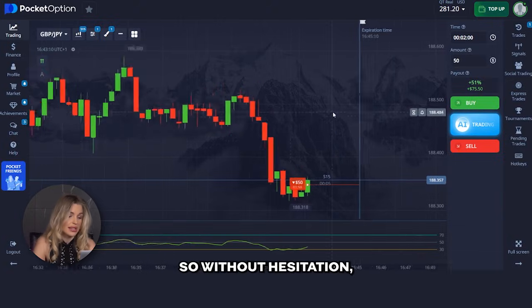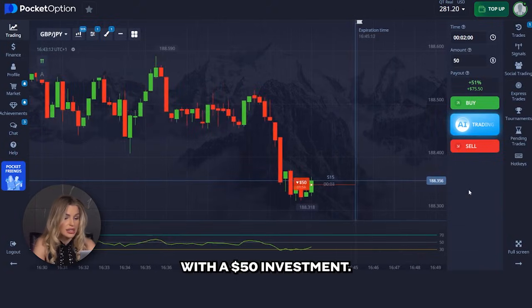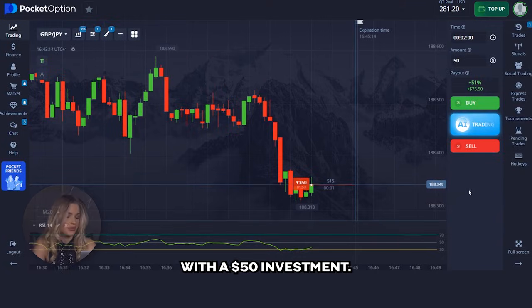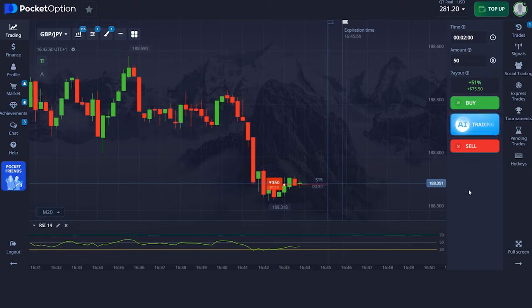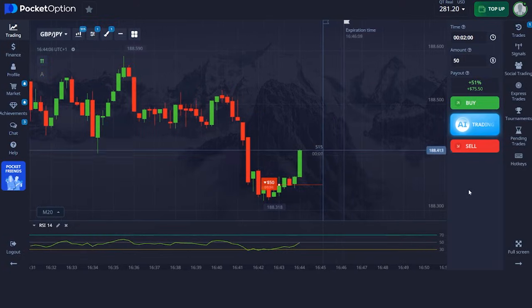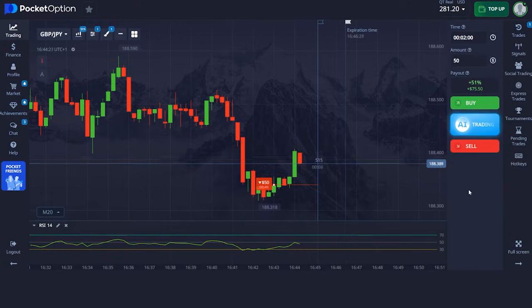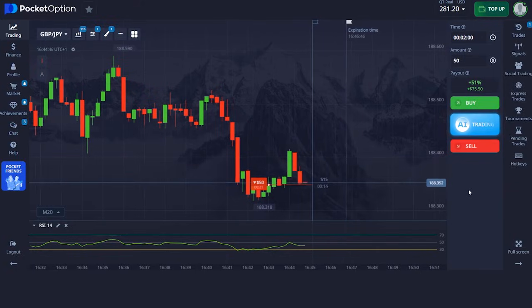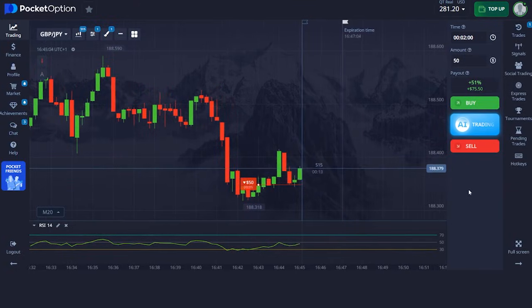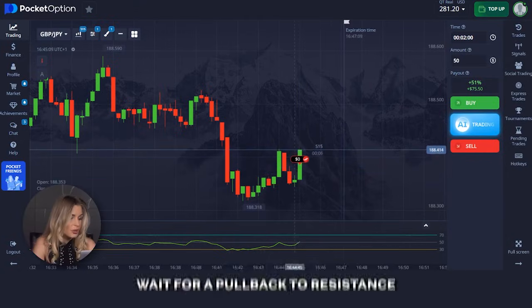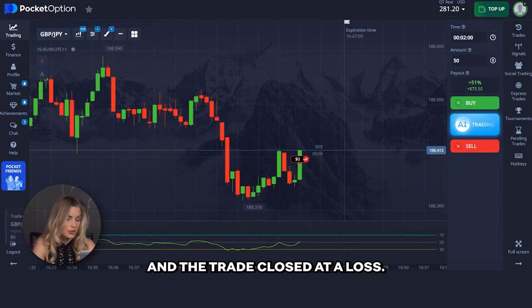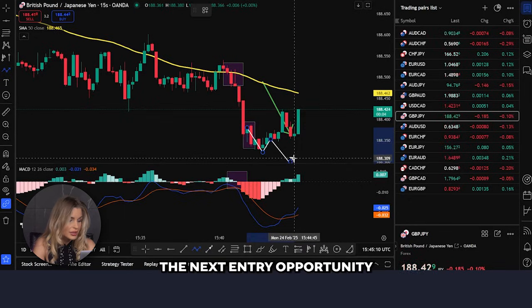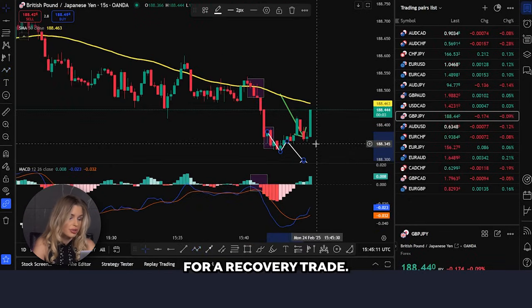So, without hesitation, I enter a sell trade with a $50 investment. Unfortunately, I didn't wait for a pullback to resistance for signal confirmation and the trade closed at a loss. Now let's analyze the next entry opportunity for a recovery trade.